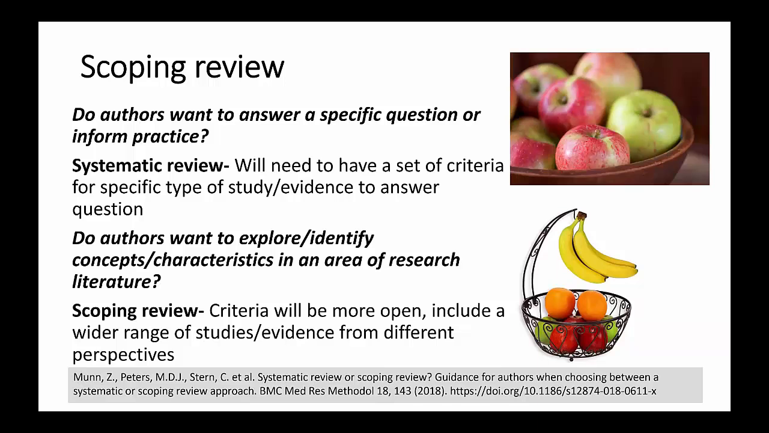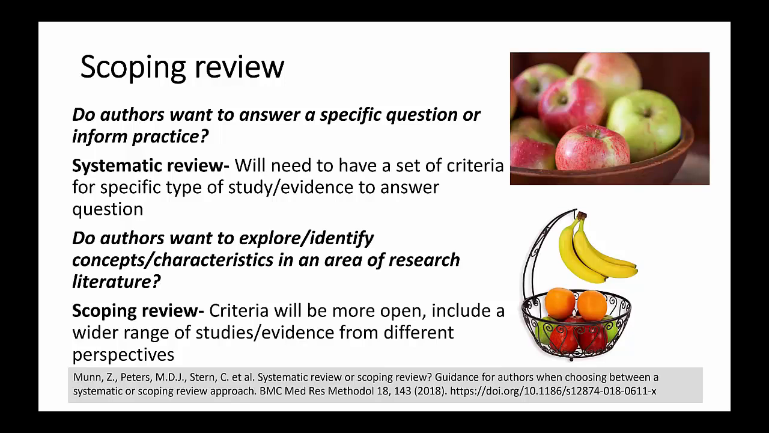So here I have an article that is a great helper for deciding between those two. And I tried to help summarize what the article says. Of course, it goes into a lot more detail. Systematic reviews are when they have a very specific question and they're going to specify, it doesn't necessarily have to be the same study type, but it has to be coming at it from the same perspective. And then when you get into the scoping review, this is where your criteria can be much more open, can include a wider range of study types, of perspectives, things like that.